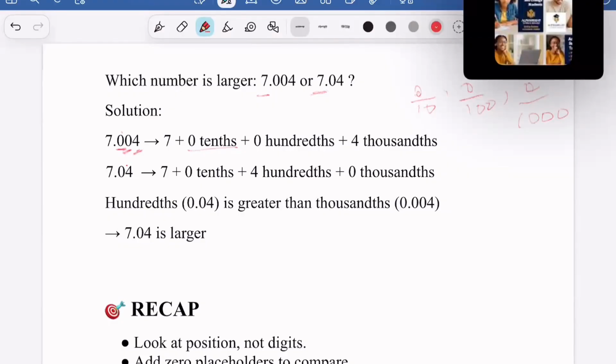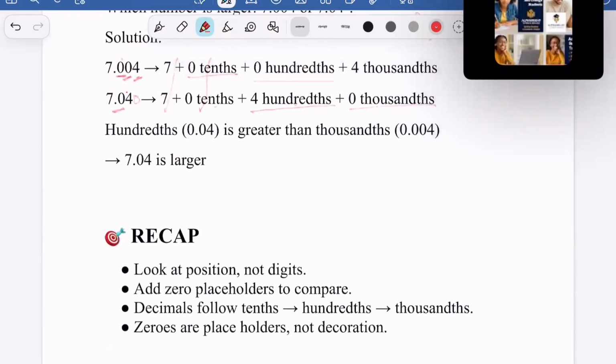So the second one will follow the same pattern. You have your 0 right here to be 0 over 10. Then this is 4 over 100. And then the last 0 here will be 0 over thousandths. So if you compare digits by position, this is fine. And you'll see that your 4 over 100 is bigger than 0 over 100. So it means that 7.04 is bigger or larger than 7.004.